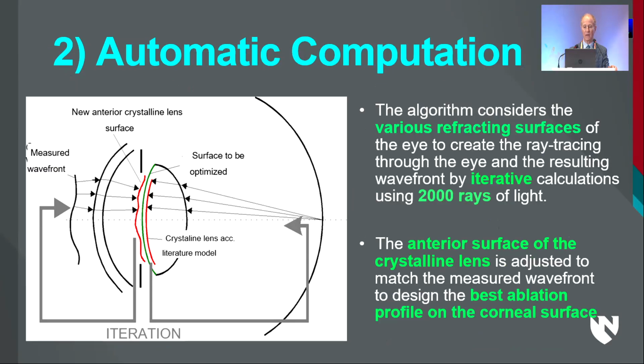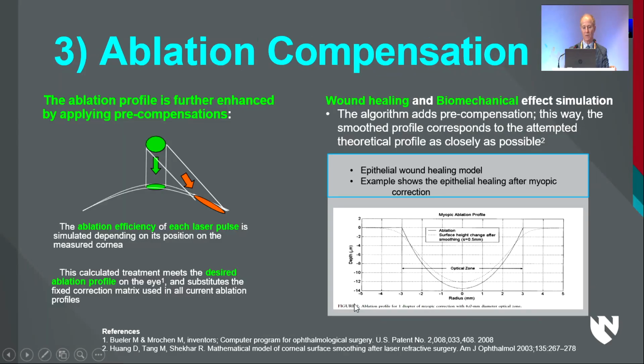Then finally, the automated computation allows you to iterate that on the actual surface of the eye to come up with the best ablation profile for the surface. Finally, that compensation looks at the profile as it's treating the periphery, where you get some ovalization of the pulse.